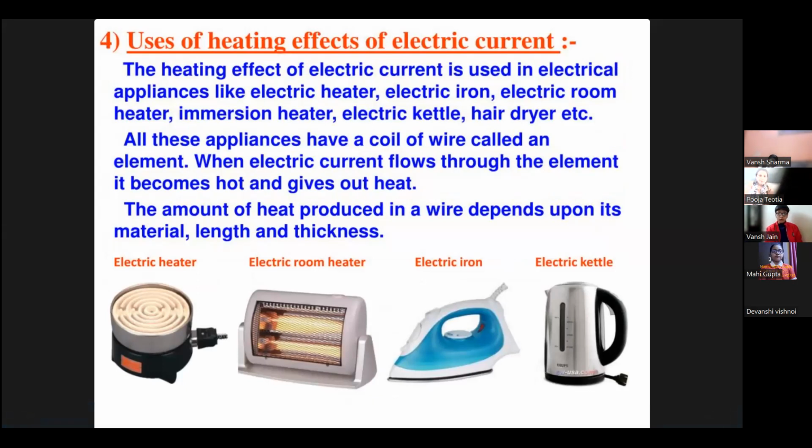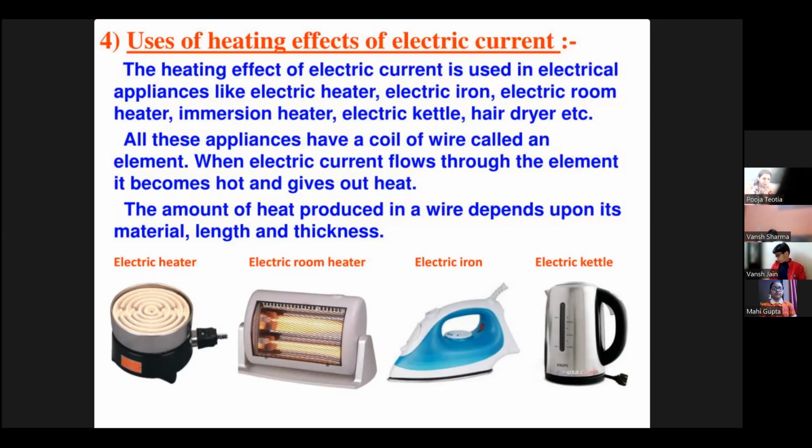The heating effect of electric current is used in electric appliances like electric heater, electric iron, electric room heater, immersion heater, electric kettle, hair dryer, etc. All these appliances have a coil of wire called an element. When electric current flows through the element, it becomes hot and gives out heat. The amount of heat produced in a wire depends upon its material, length, and thickness.